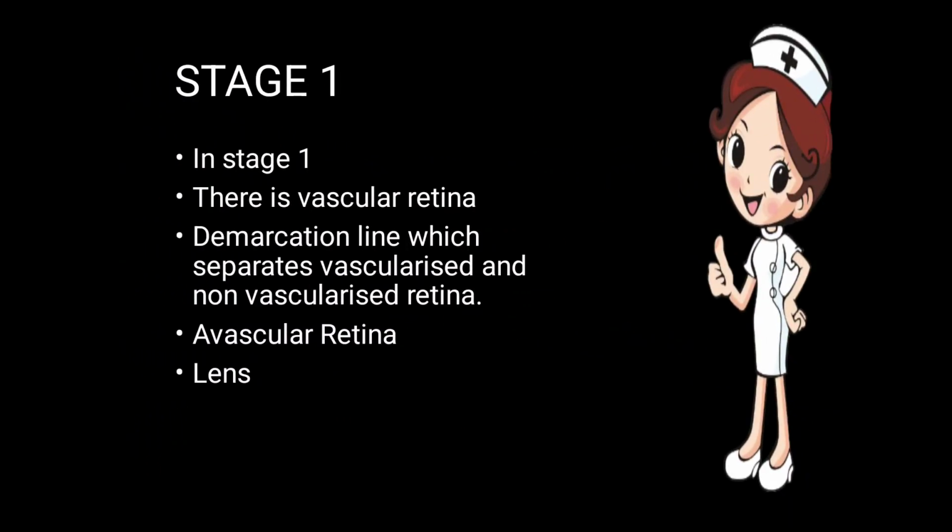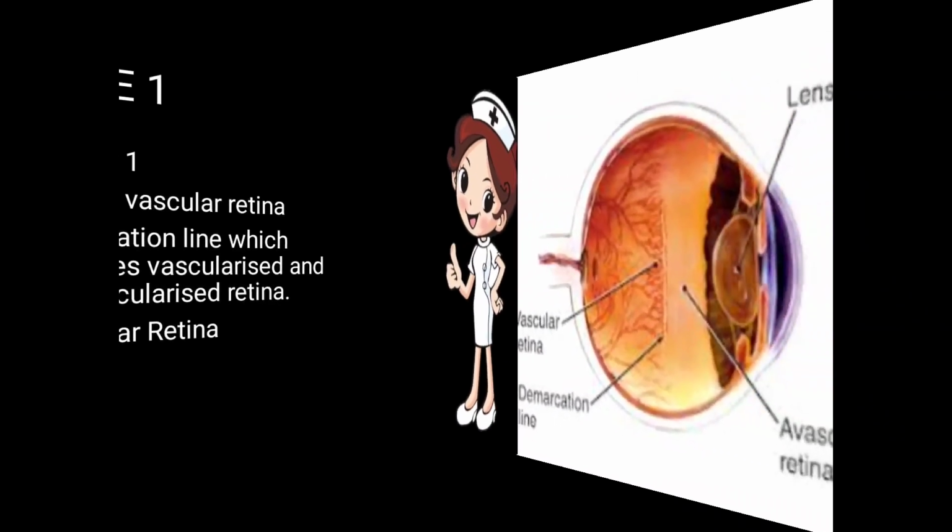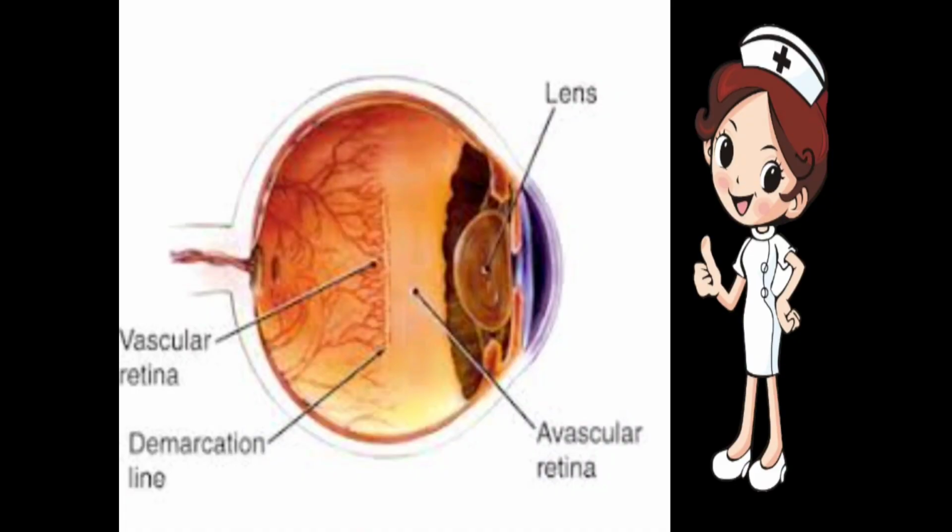In stage 1 there is a demarcation line which separates the vascularized retina and the non-vascularized retina. Third one is the avascular retina and the lens. So let's see. Here is the cornea. This one is the iris, and the zonular fibers are attached to the lens.